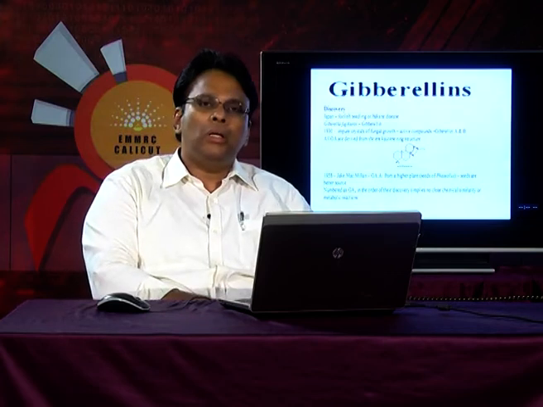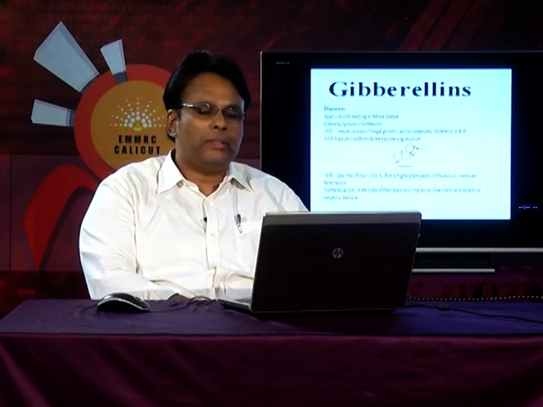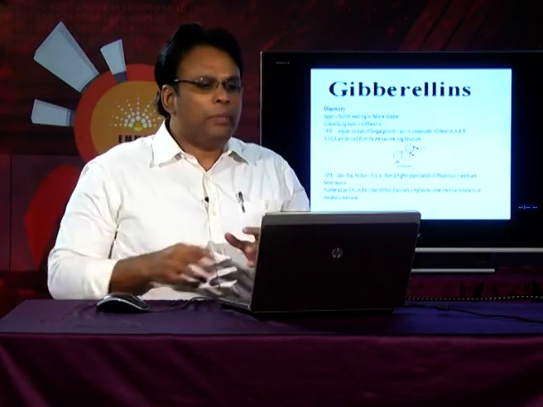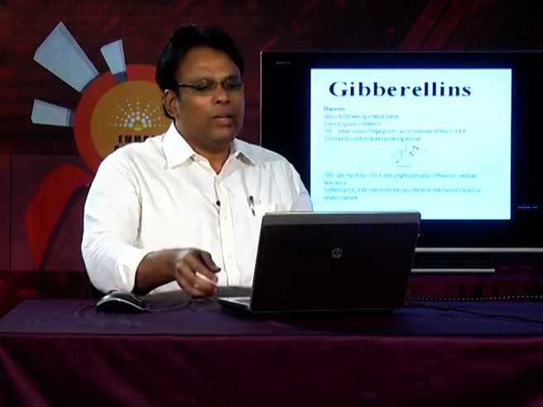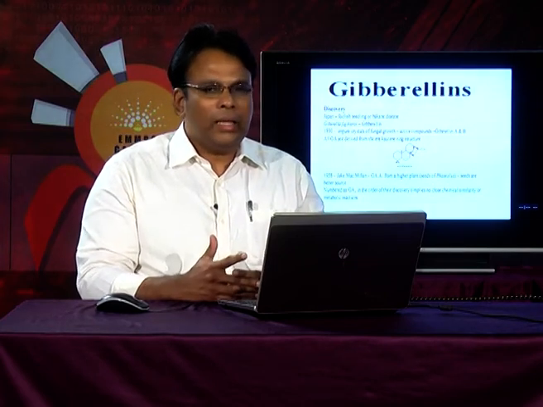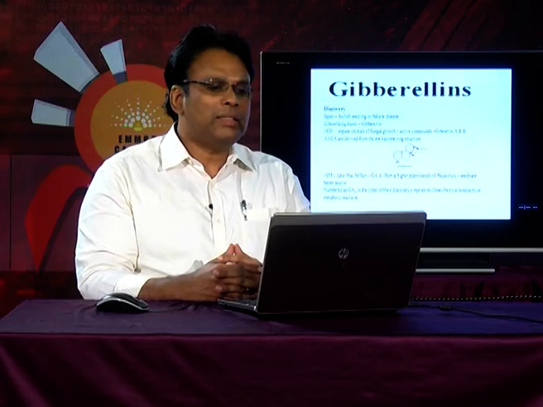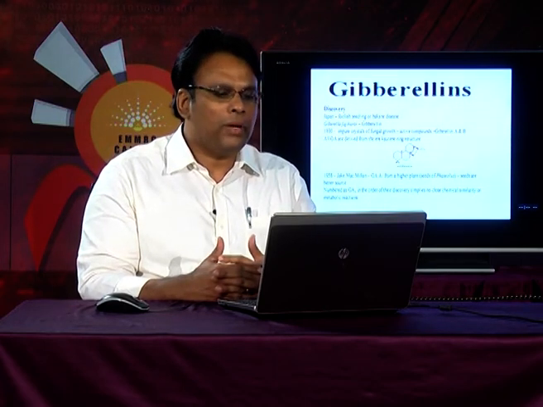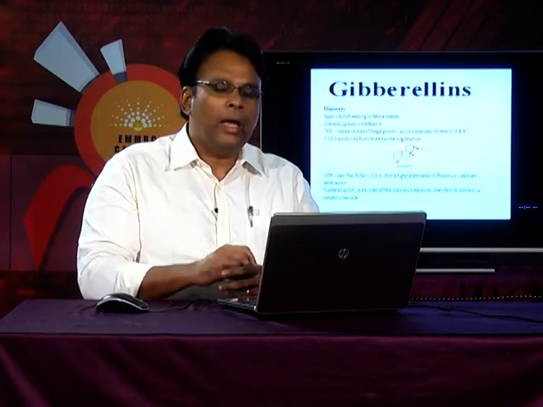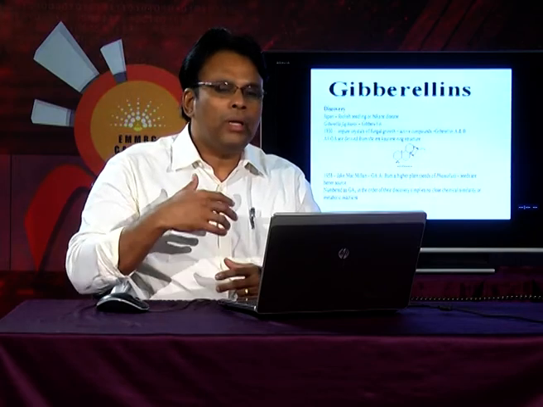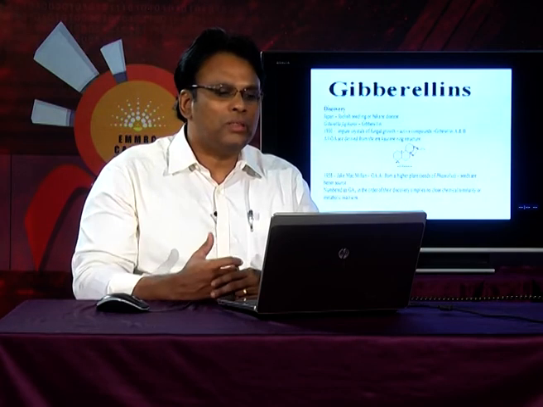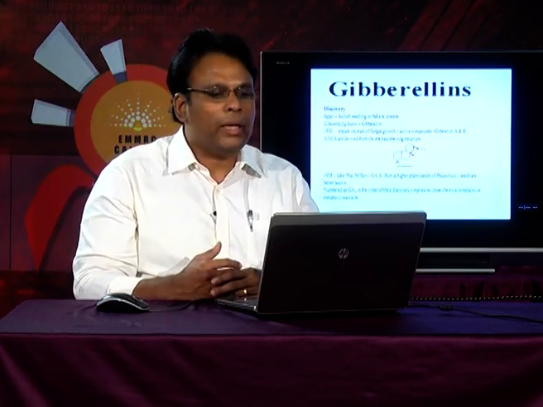Now we move into the third hormone, that is the gibberellins. Gibberellin was discovered as the Japanese foolish seedling or Bakanae disease. The name itself is derived from a fungus called Gibberella fujikuroi. Based on the infection of this fungus on the plants, certain seedlings were found to be elongated abnormally, and that is why it is referred to as foolish seedling or Bakanae disease.